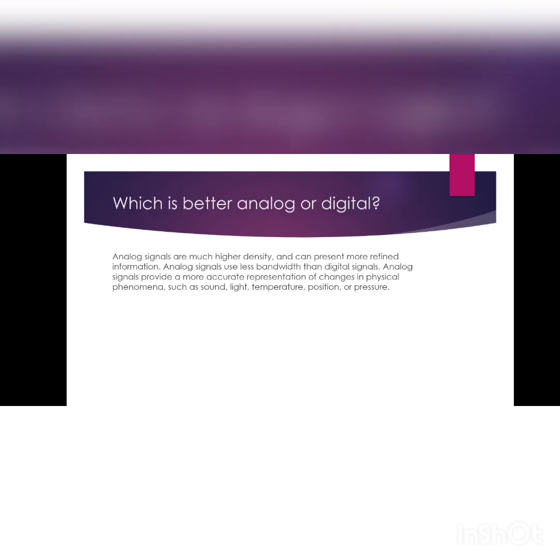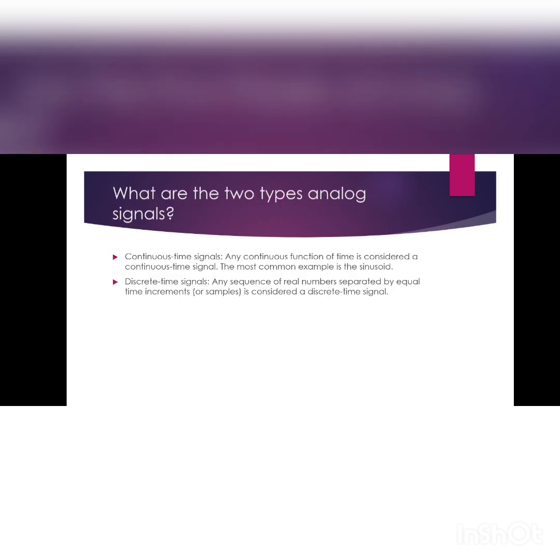Which is better, analog or digital? Analog signals have much higher density and can represent more refined information. Analog signals use less bandwidth than digital. Analog signals provide a more accurate representation of changes in physical phenomena such as sound, light, temperature, position, or pressure.